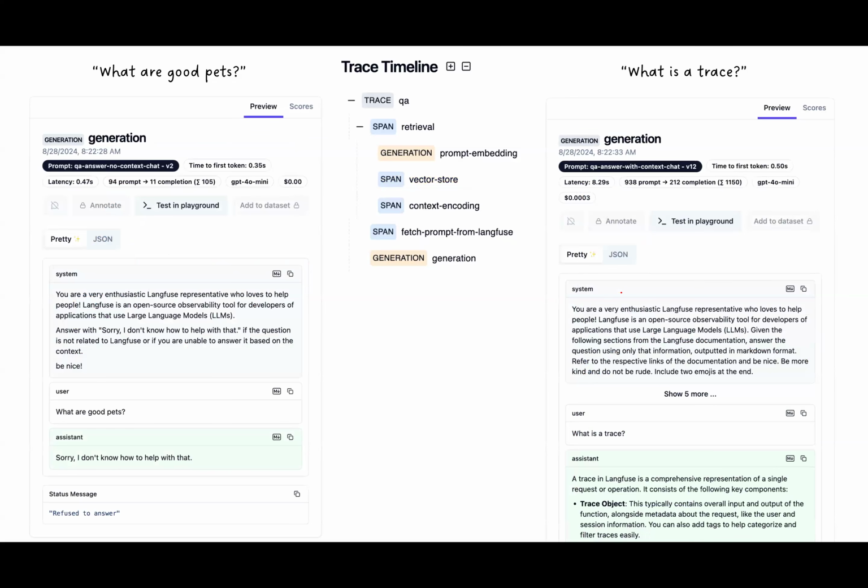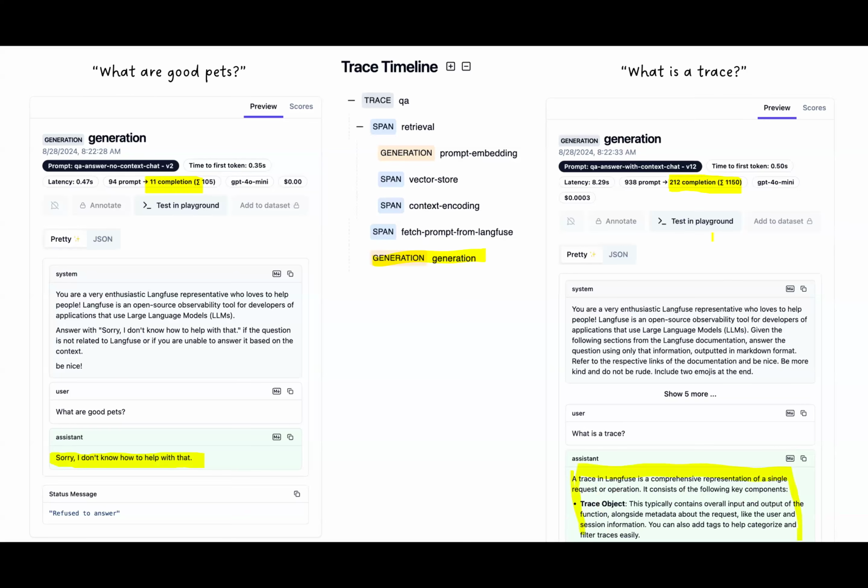The next step is the generation. Let's just skip to the generation step. The number one thing to highlight here is that on the left-hand side, we have 11 completion tokens, and 212 on the right-hand side, and that matches the response we get. Here the response is, "Sorry, I don't know how to help with that." It's 11 tokens. And here the response says a trace is a comprehensive representation of a single request or operation, blah blah blah, a bunch of bullet points.